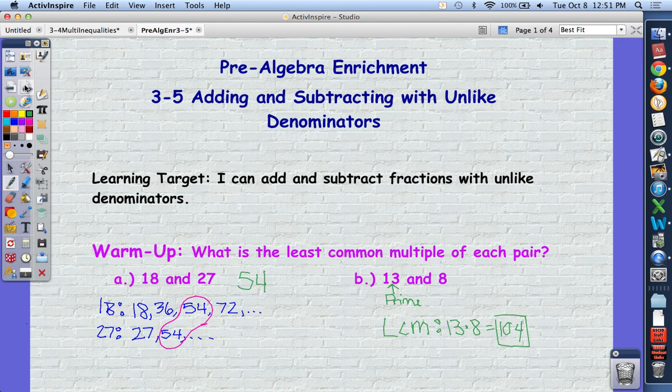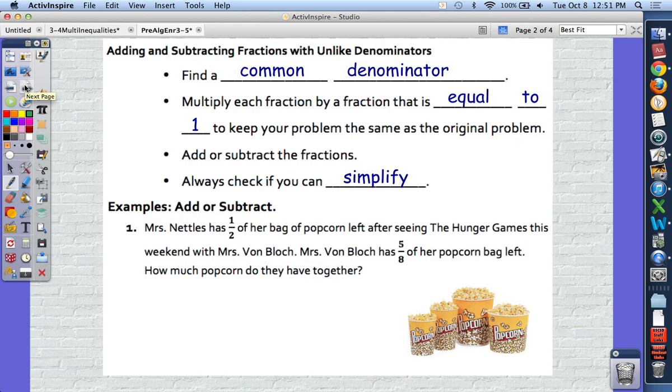So again, when adding and subtracting fractions, the first step is to find a common denominator. In order to get a common denominator, what we're going to do is multiply each fraction that you have in your problem by another fraction that is equal to 1 to keep your problem the same as the original problem. Then you're going to add and subtract the fractions and always check if you can simplify. So fill that in now.